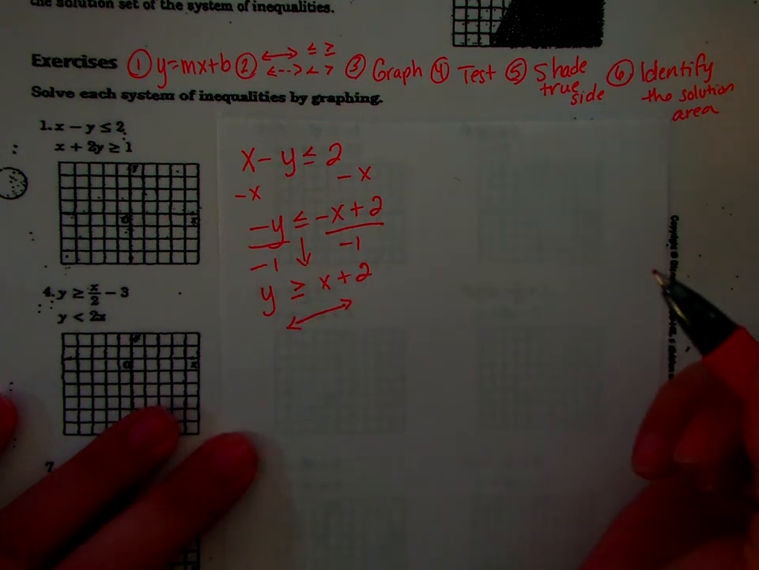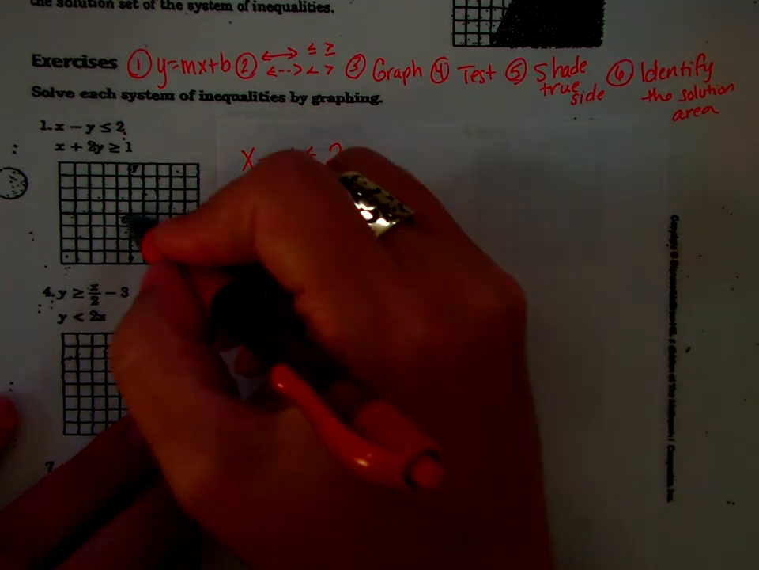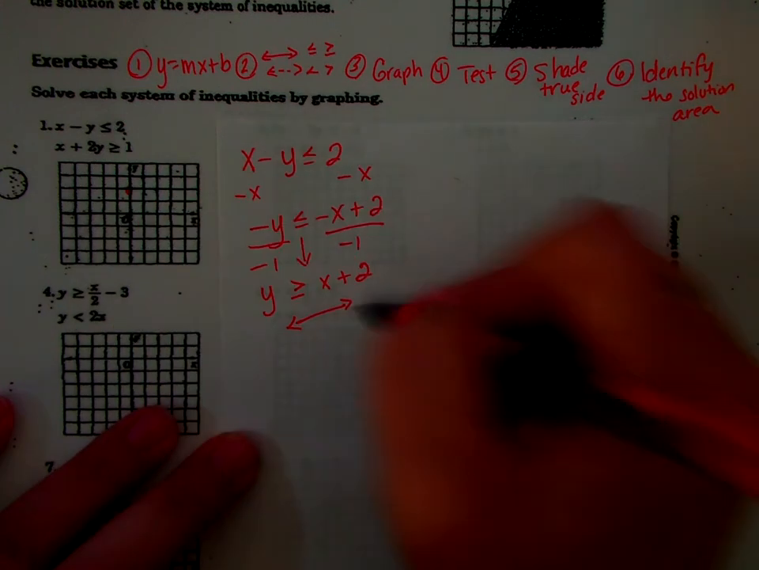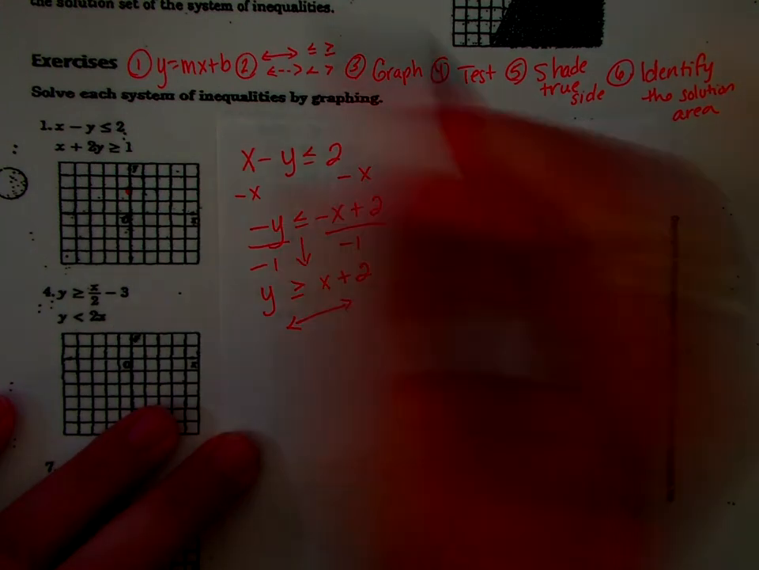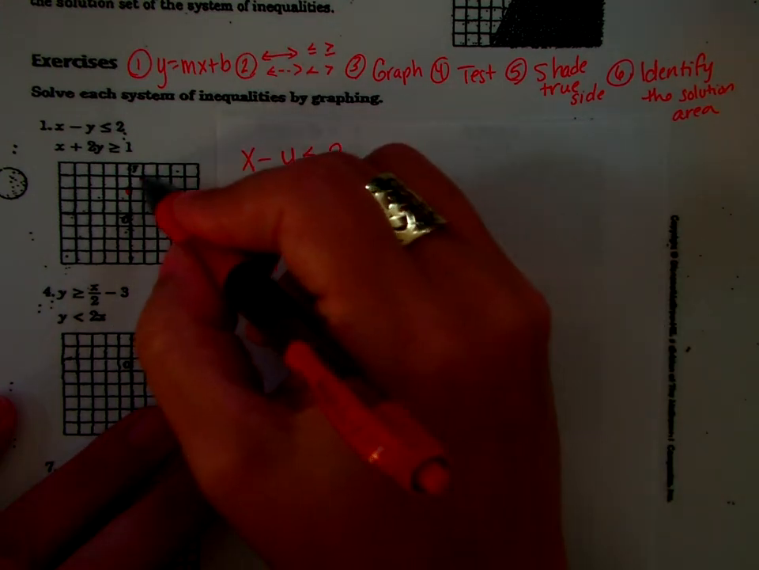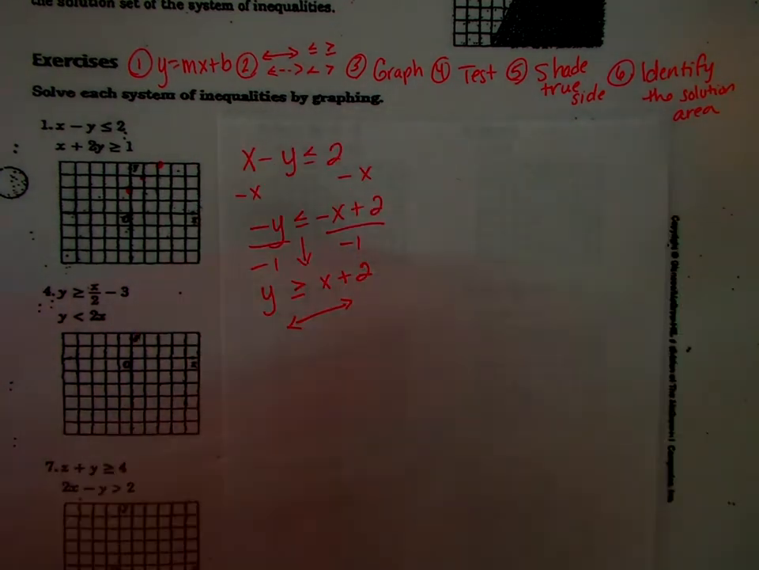Now I can graph it. So start at 0, go up to 2. My slope is 1 over 1. So up 1 over 1, up 1 over 1. Solid line.